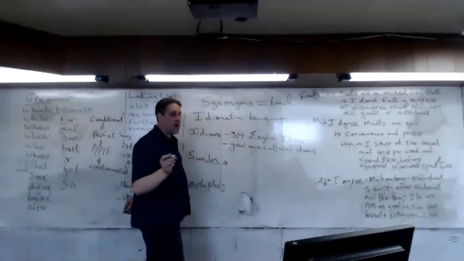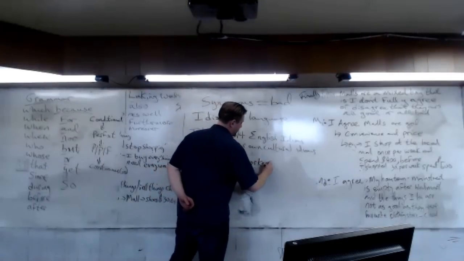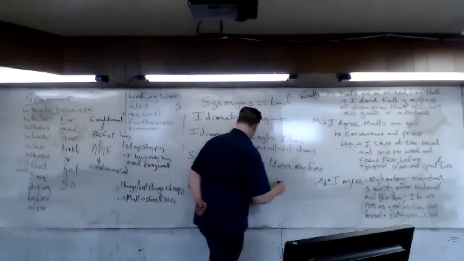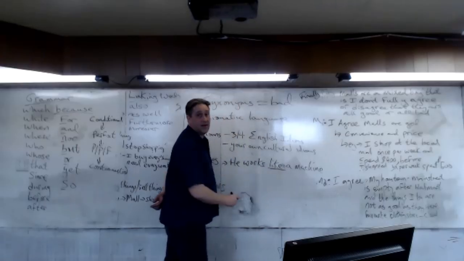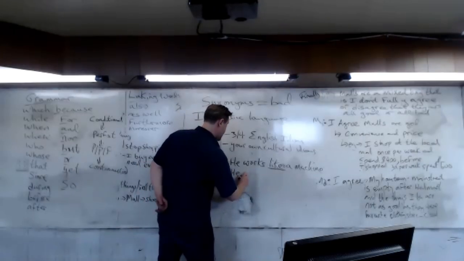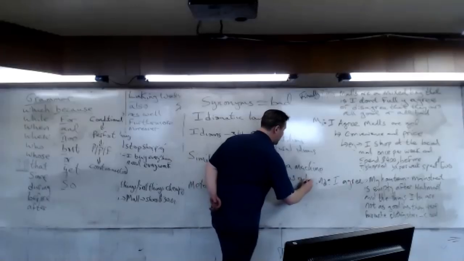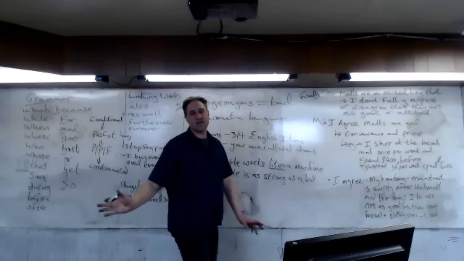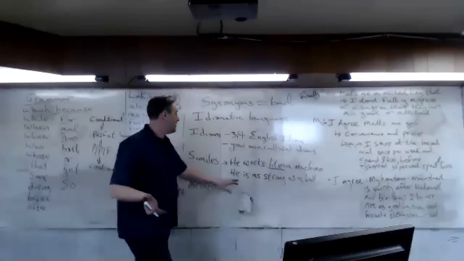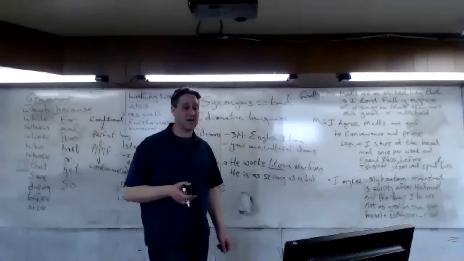Similes is this grammar pattern. He works like a machine. So I use this like. Something is like something else. This is a simile. Or he is as strong as a bull, as fast as the wind, as hard as a diamond, as big as a mountain, as something else. This grammar pattern helps your vocabulary score get to band 7 and above.